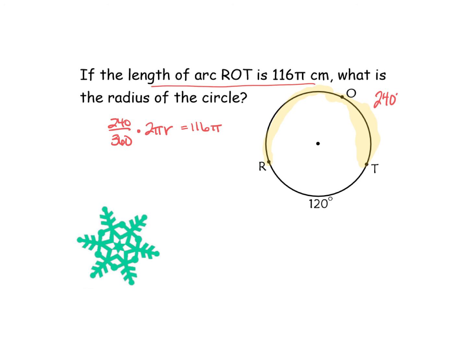Now I can simplify and solve. First of all, I notice I have pi on both sides, so I would divide both sides by pi. Then I have 2/3 times 2r equals 116, or 4r over 3 equals 116. Now you can multiply both sides by 3/4, or divide by 4/3, whatever you'd like to do. When you do that, you should get 87. The length of my radius is 87.